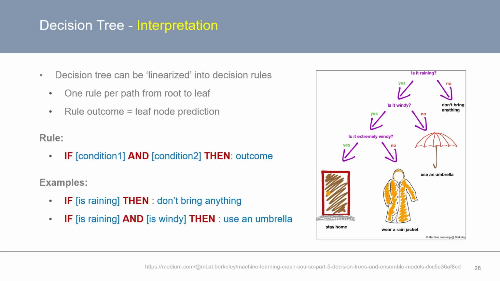Let's look at a couple of rules that can be linearized from this tree. Starting at the root node, we have, is it raining? If the answer is no, then we have our decision, don't bring anything. This is the shortest branch in our tree. Or instead, if it's raining yes, and is windy no, then we have the decision, use an umbrella. We could further make rules for every unique branch of this tree, where each rule conveys a clear explanation of the factors and their values leading to some specific decision.